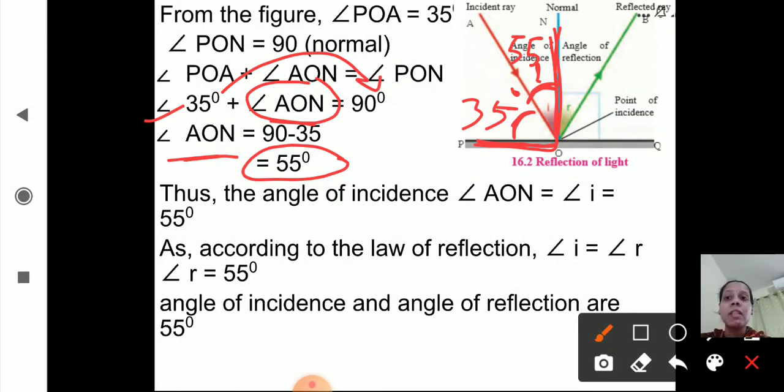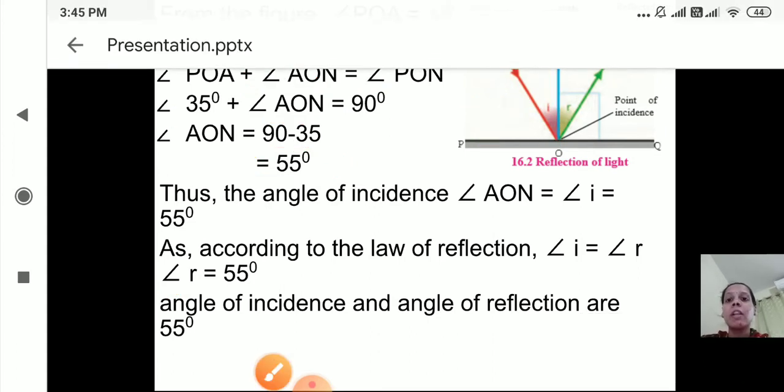Thus the angle of incidence, angle AON, is equal to I. So I is equal to 55 degree. As per the law of reflection, angle I is equal to angle R. Yes, we have studied the laws of reflection. Angle of incidence is equal to angle of reflection. If angle I is equal to 55, what is angle R? Angle R is also 55 degree. Therefore, angle of incidence and angle of reflection are 55 degree. I hope you are clear with the third sum.